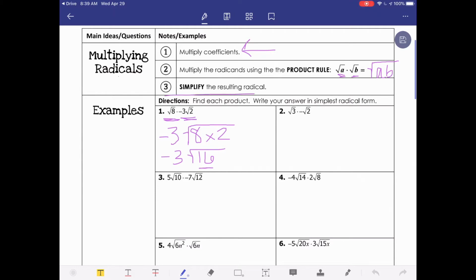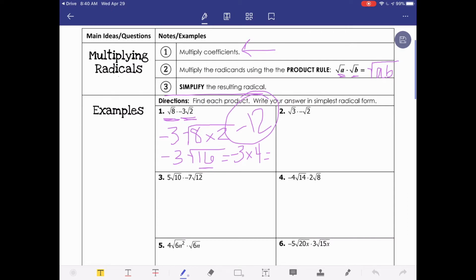So for step 3, we're simplifying the resulting radical. We can take the square root of 16, which gives me 4. So this becomes negative 3 times 4, and negative 3 times 4 gives me negative 12 as my resulting answer. So this one is going to equal negative 12.